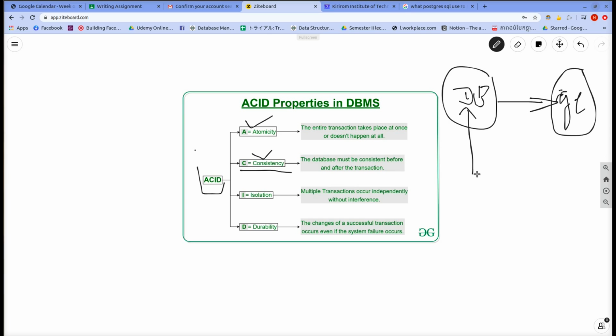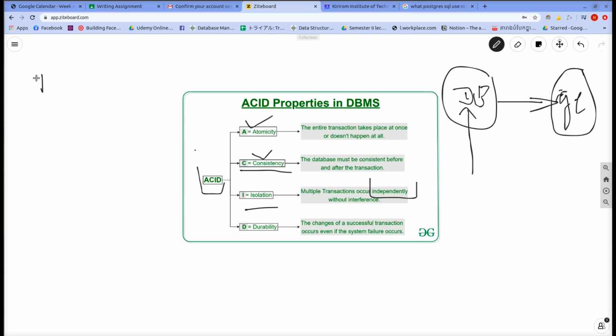Okay, now let's get into another one. I stands for isolation. Isolation states that multiple transactions occur independently without interference. Now let's think about the word independently. That means we are able to perform another transaction even if the previous transaction is completed.